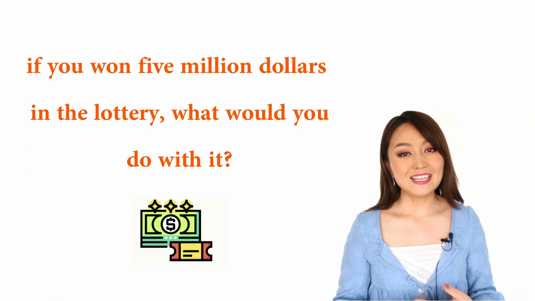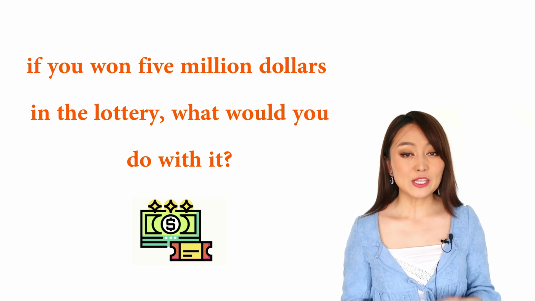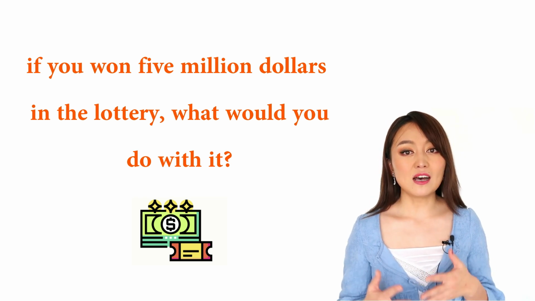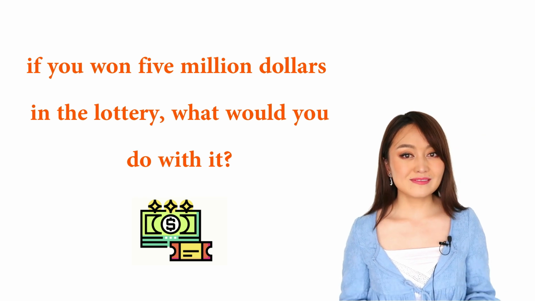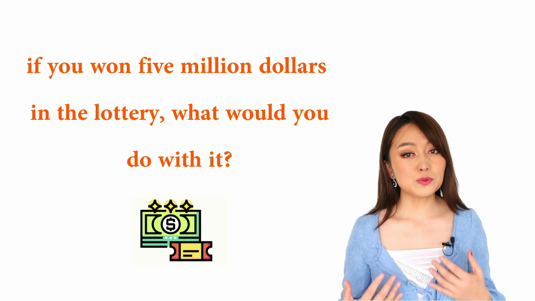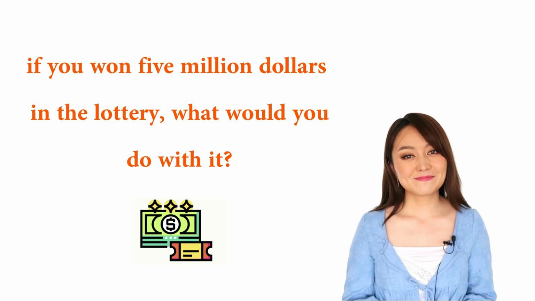Okay, lastly, let's do a quiz. Your turn now. Try to say this sentence using 了 to express a completed action. How would you say, if you won $5 million in the lottery, what would you do with it? Take your time to think about it.